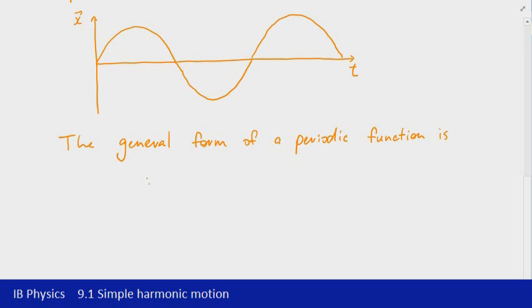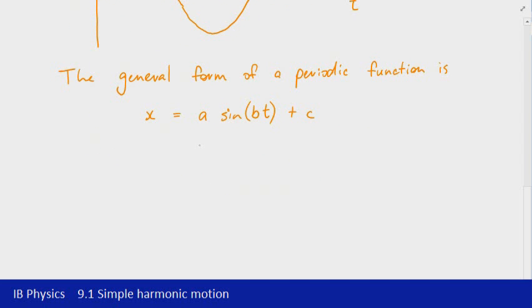In this particular case, the general form, we'll write it as x is equal to a sine (bt), I'll put that in brackets just to make it a bit clearer, plus c. Now those quantities relate to specific aspects of that graph. So a has to do with the amplitude, so how tall, or the distance between the peaks and troughs. b relates to the angular frequency, and c is, I'm going to put it in inverted commas here, a vertical shift.